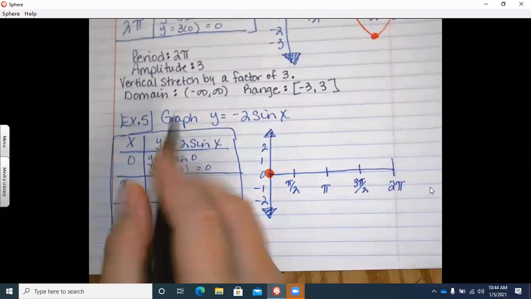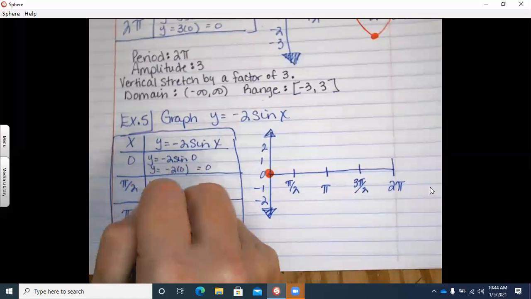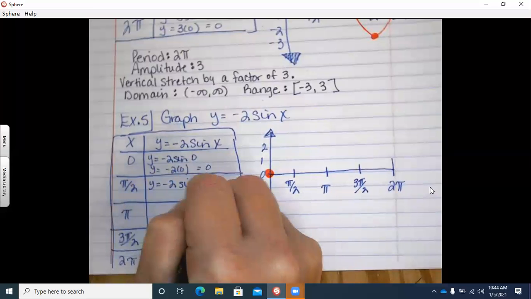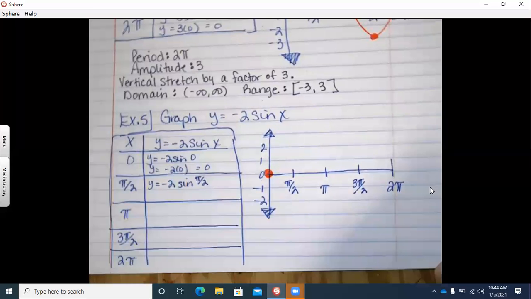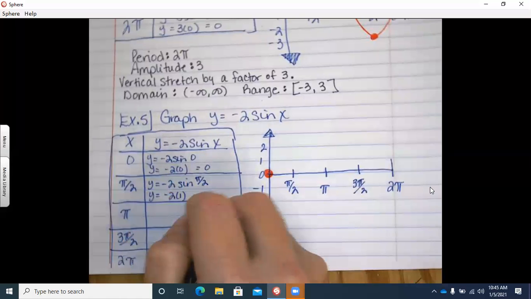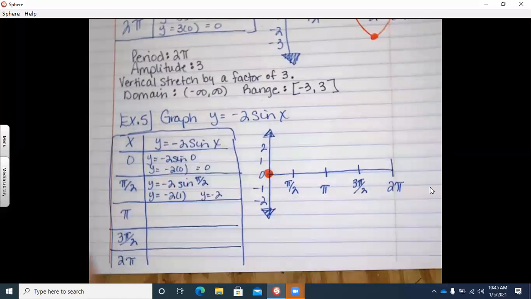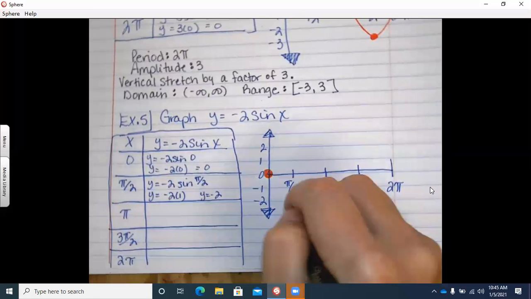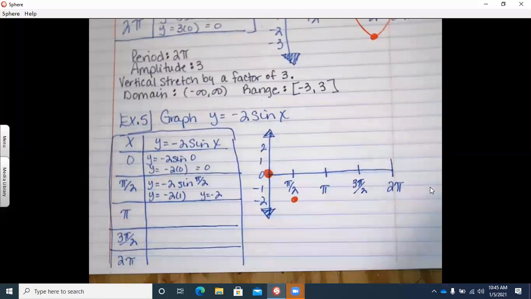Y equals -2 times the sine of pi halves. What is the sine of pi halves? 1. What's -2 times 1? -2. See how this time it's a reflection because a is a negative number. Because usually we start at (0, 0), and we go up to the highest point, right? But because a is negative, it made us go down to the lowest point instead.